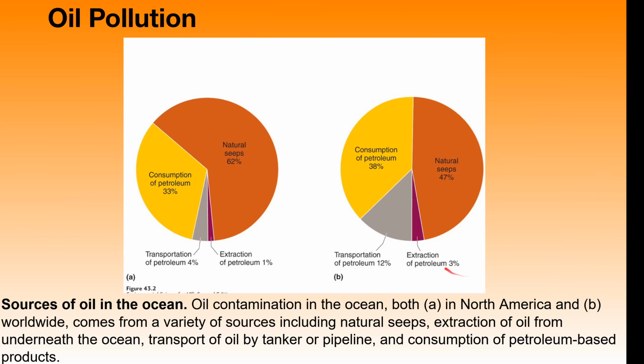All right, and so here we're looking at sources of oil in our oceans, and in this figure, this is North America. Natural seepage occurs, so you see naturally the oil is getting into the environment. Consumption of petroleum, so some of it is being released into the environment just from that, transportation, and then extraction of petroleum. And then we look at the rest of the world, which more or less follows the same pattern as we have here in the United States, in North America.